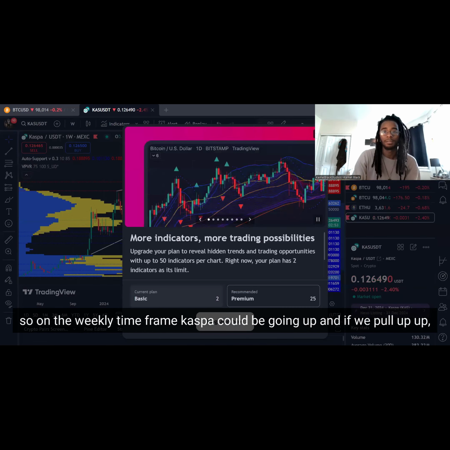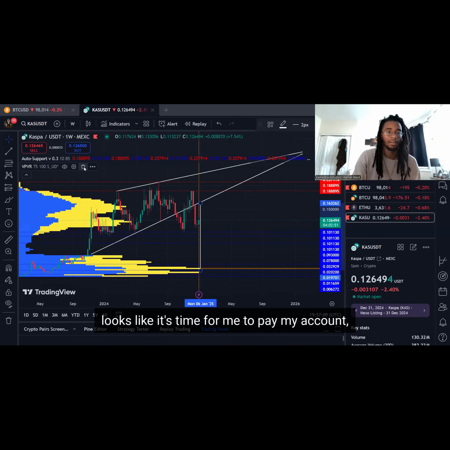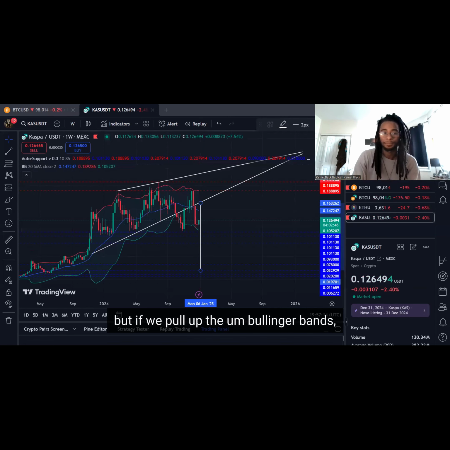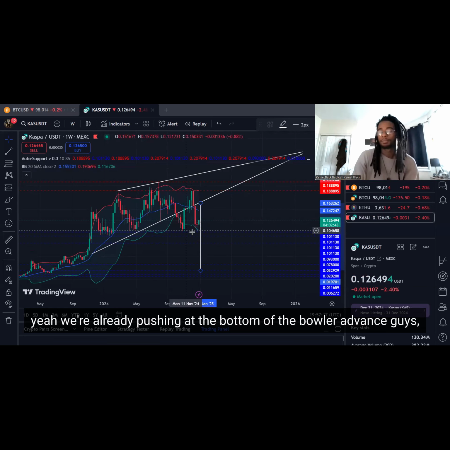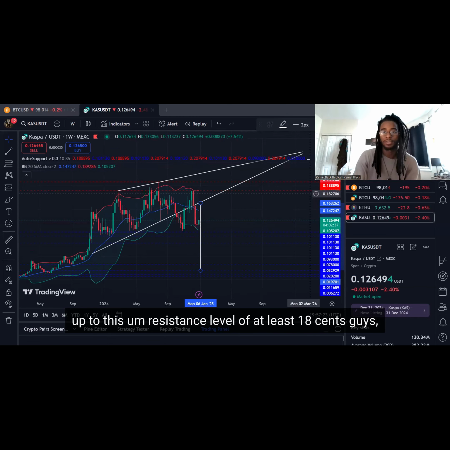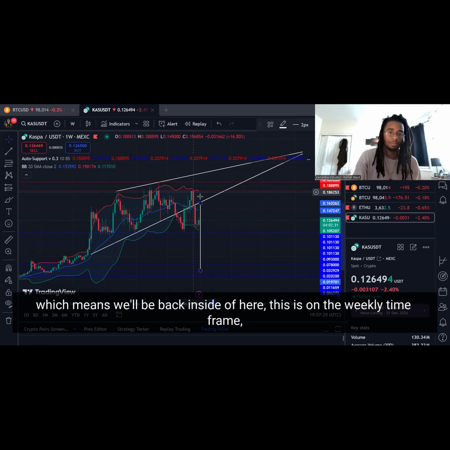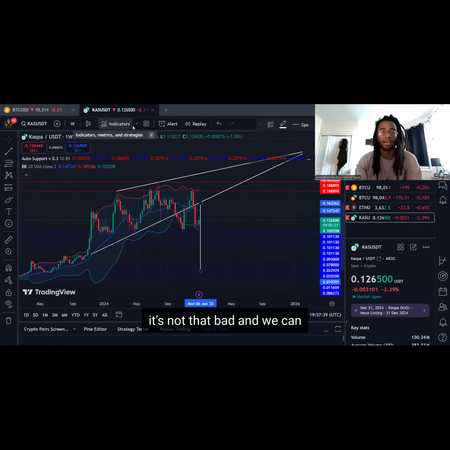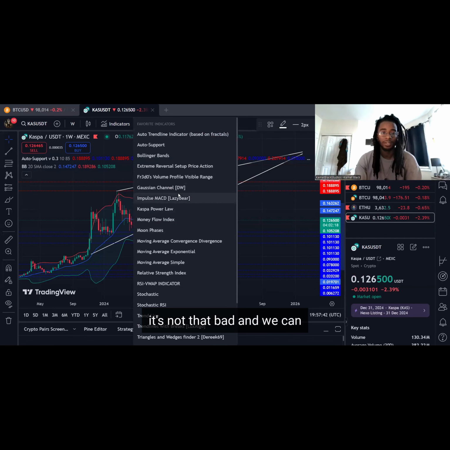And if we pull up, looks like it's time for me to pay my account. But if we pull up the Bollinger Bands, yeah, we're already pushing at the bottom of the Bollinger Bands, guys. So it's likely we're going to push all the way up to this resistance level, at least 18 cents, guys, which means we'll be back inside of here. And this is on the weekly time frame. Got just a little bit of resistance against us. It's not that bad. And we can change.